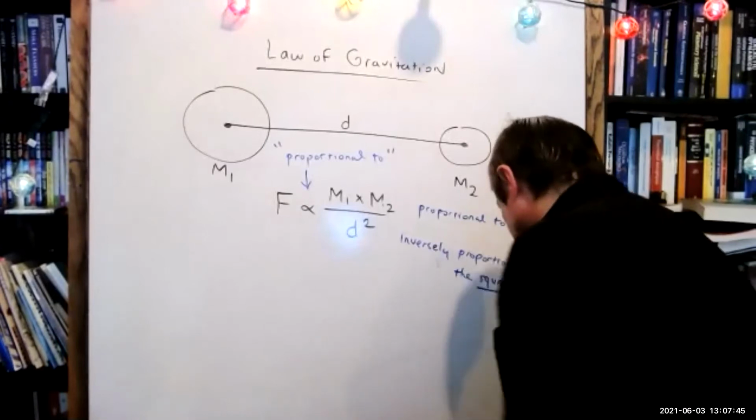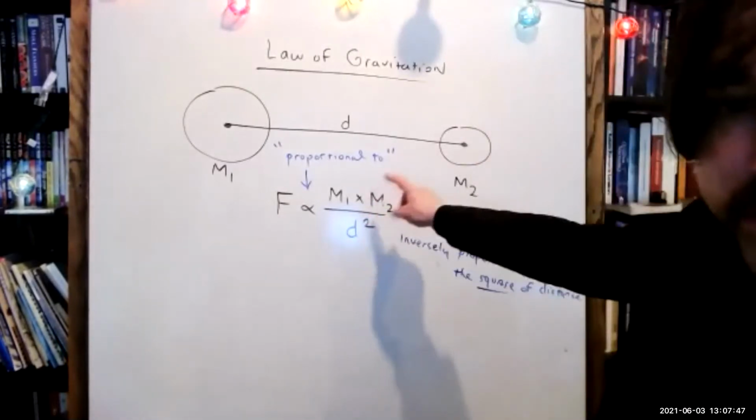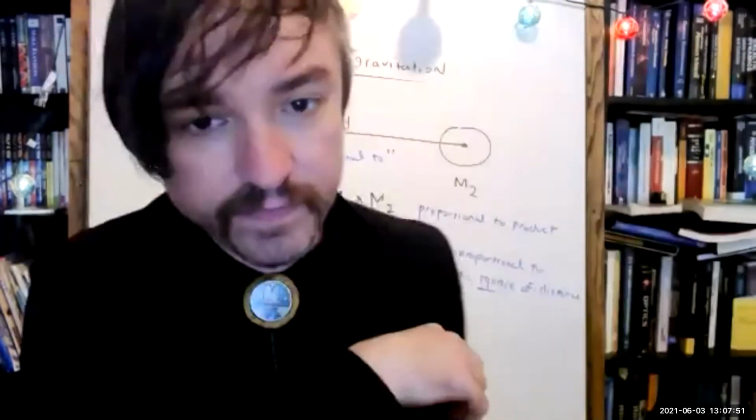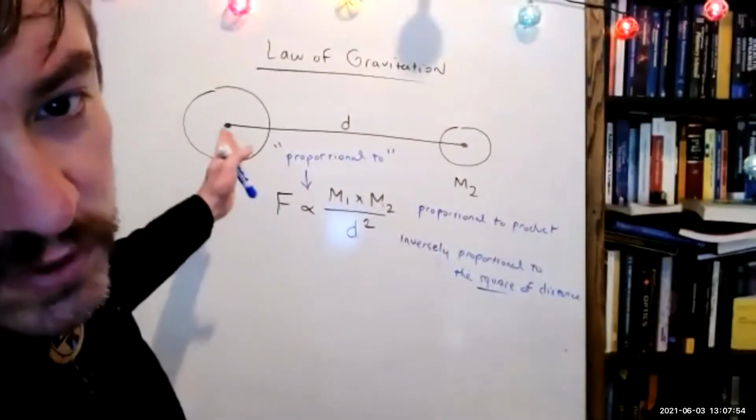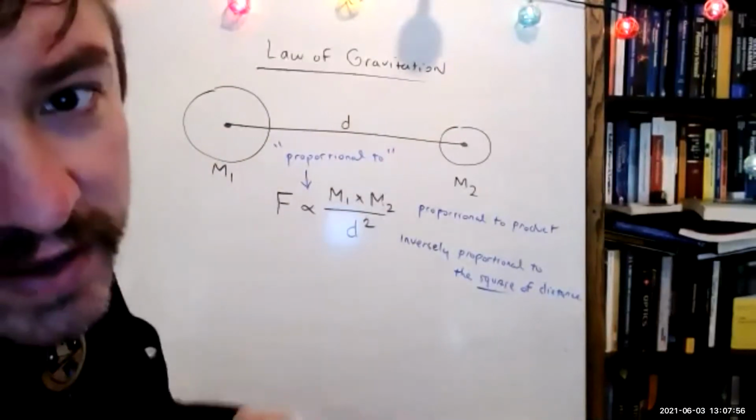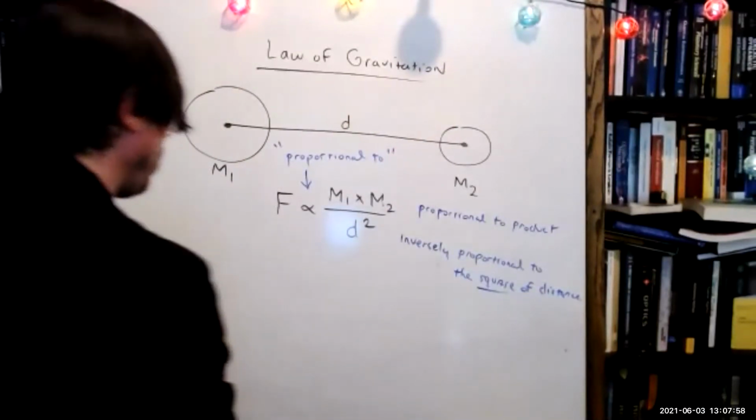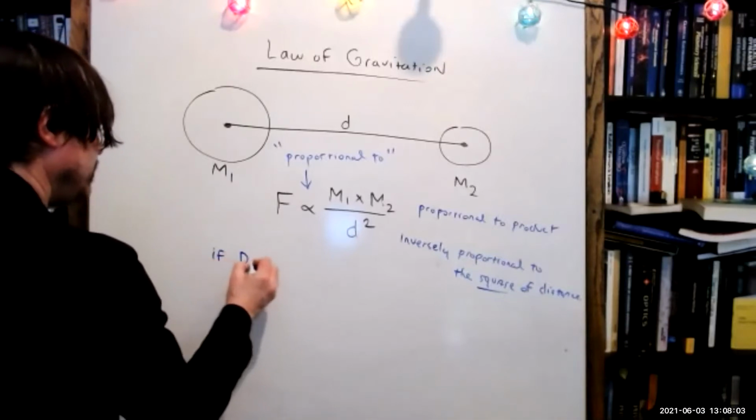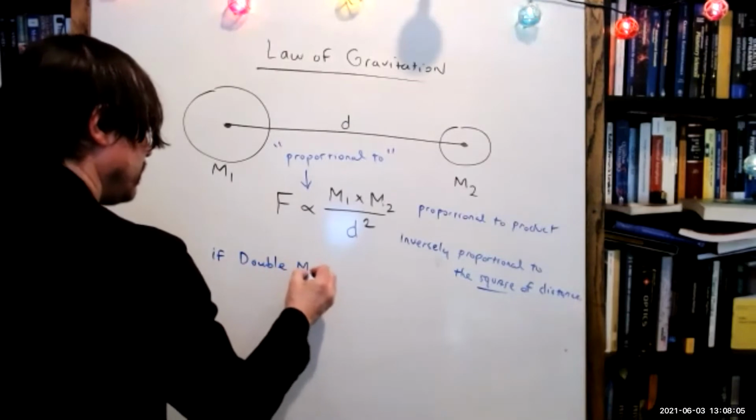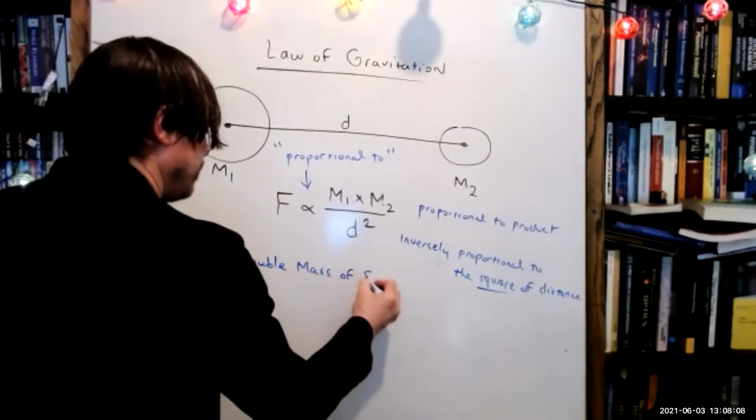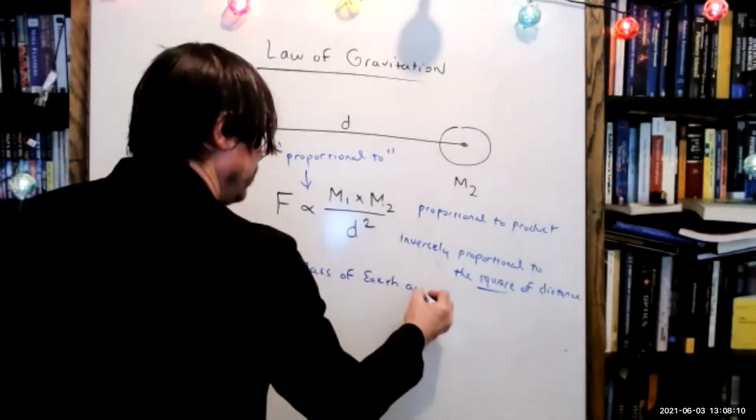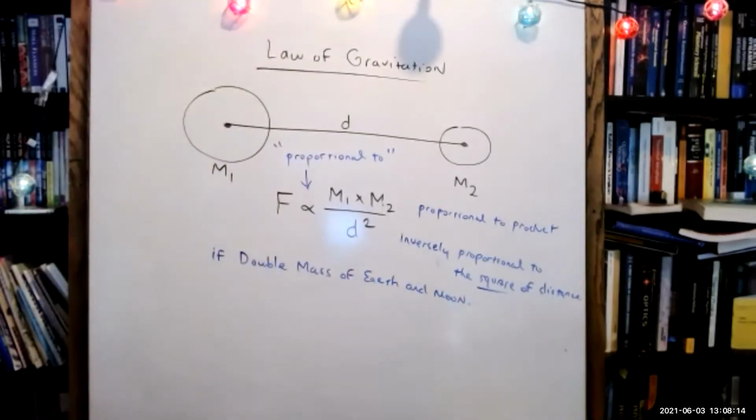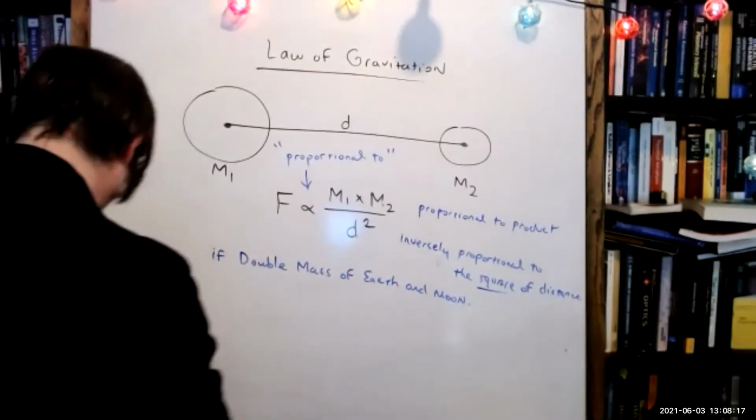Okay, to find out if you understand how to use this proportionality symbol, because we're going to use that for our homework next time, let's try an example. We know that there exists a force of gravity between Earth and the moon. That's why the moon stays in orbit. What would happen if you were to double the mass of Earth and Moon? The question we would like to ask is, how would the force of gravity vary?